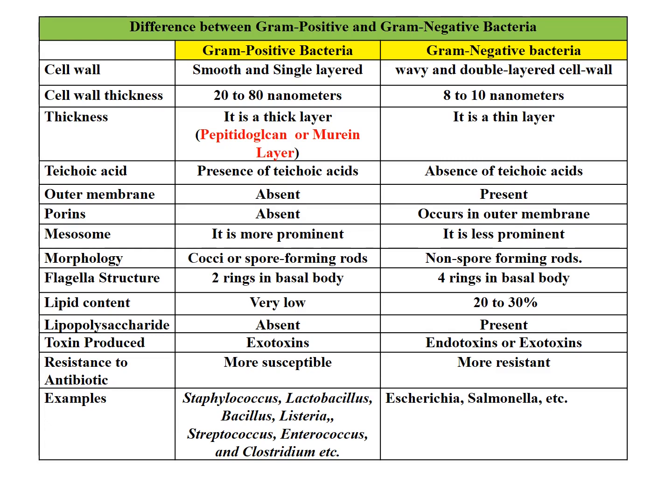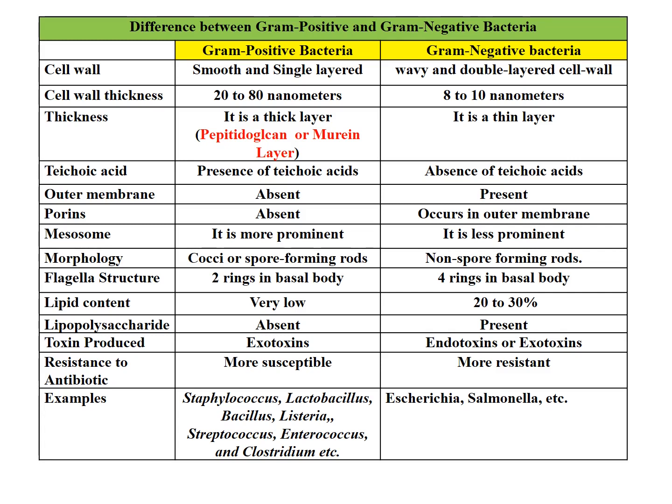Toxin produced: gram-positive bacteria produce exotoxins, such as Staphylococcus, Lactobacillus, etc., while gram-negative bacteria produce endotoxins or exotoxins. Resistance to antibiotics: gram-positive bacteria are more susceptible, while gram-negative bacteria are more resistant.